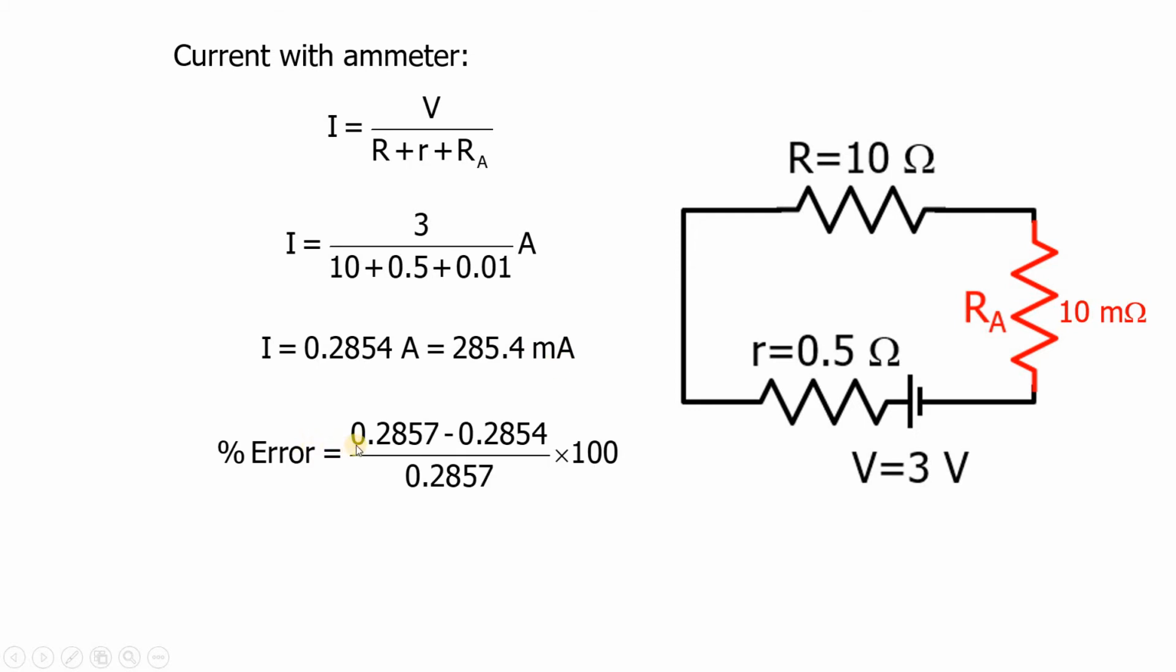Let's say the percentage error is 0.2857, that is the previous, without ammeter minus with ammeter, divided by without ammeter, into 100. So the percentage error is 0.1%. When this ammeter resistance is low, the power losses are low, and the error may be 0.1%.